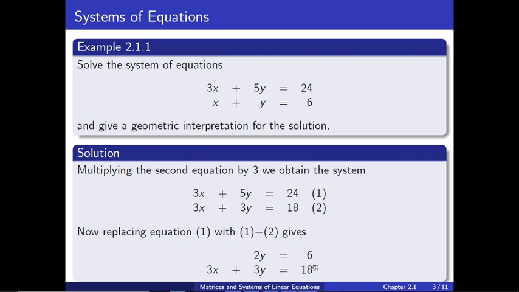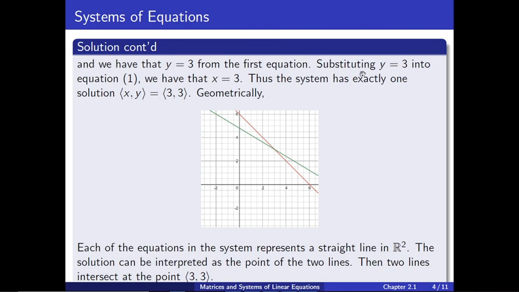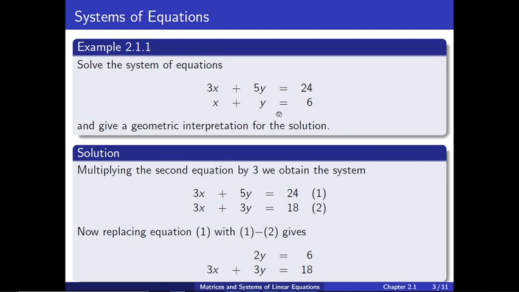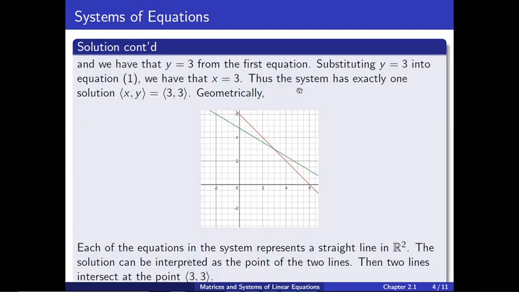And now we have a new system with 2y equal to 6, and 3x plus 3y equal to 18. From the first equation, if we divide both sides by 2, we get y is equal to 3. And then if we substitute y equal to 3 into the second equation, we see that x is also equal to 3. So thus we can conclude that there is exactly one solution, and the solution (x, y) is the vector (3, 3).